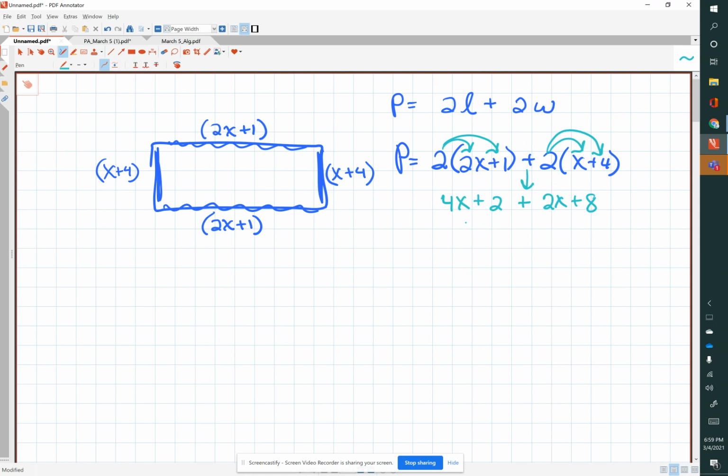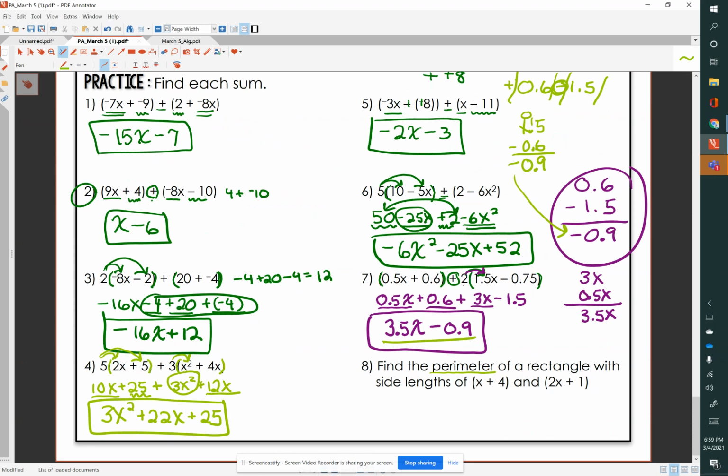So can we combine anything? We're not done yet. We've got 4x plus 2x. That's 6x. And then we have 2 plus 8, which is a positive 10. So 6x plus 10 is the perimeter of the rectangle. So let's write that down. And I hope you show your work somewhere on your paper.